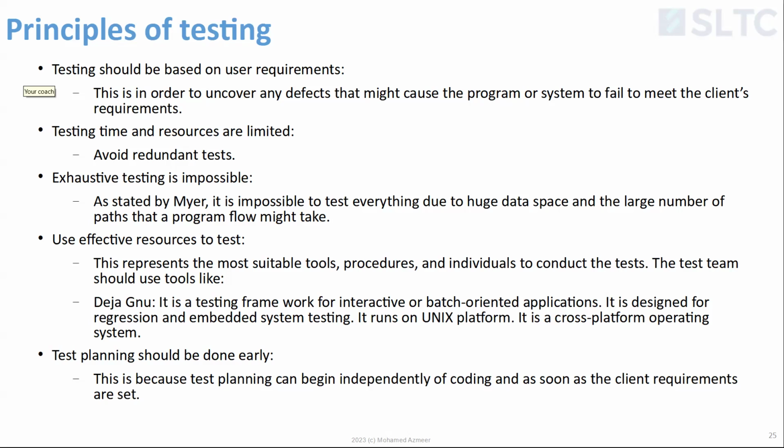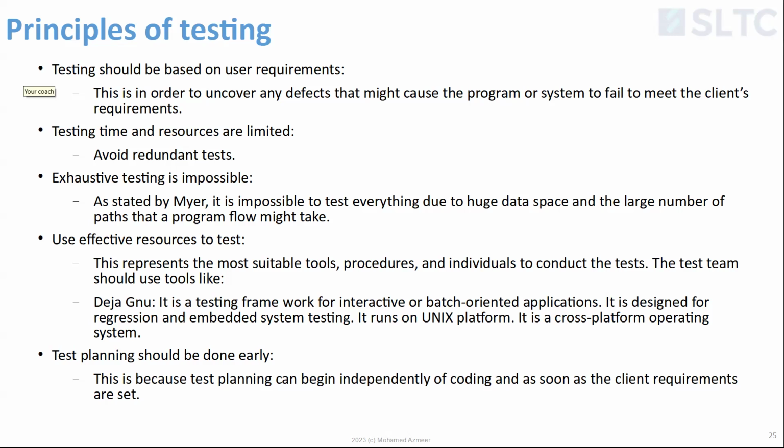So avoid redundant tests, meaning sometimes you don't need to test again and again. You test 10 times, 100 times, maybe it's okay. Exhaustive testing is impossible. As stated by Meyer, it is impossible to test everything due to the huge data space and the large number of paths that a program flow might take. So exhaustive testing, meaning there's always a limit. You can't test continuously, right? Because that also generates lots of log files and other data files. So it might be an issue.